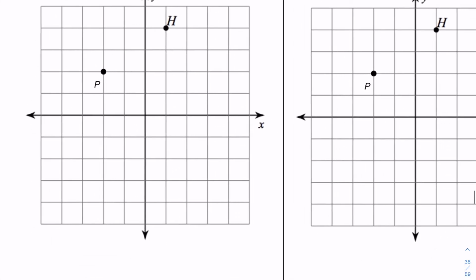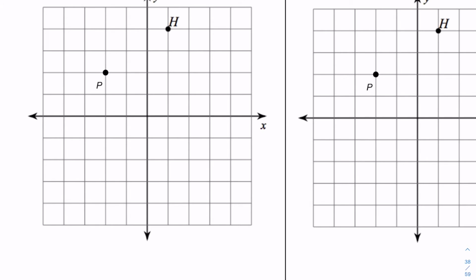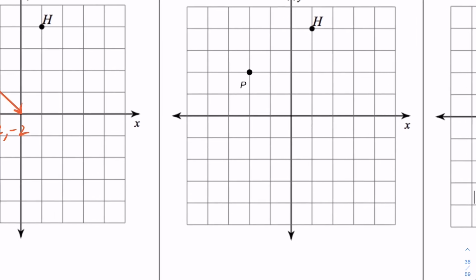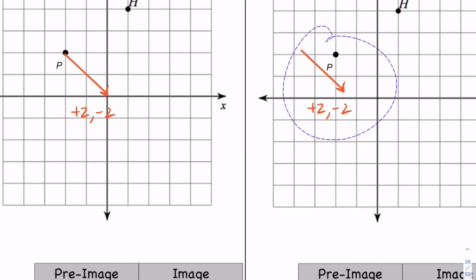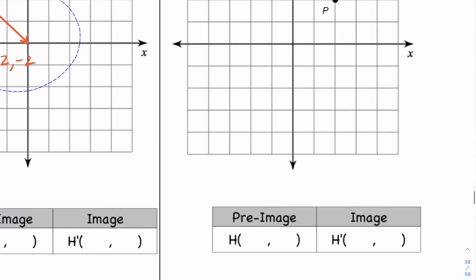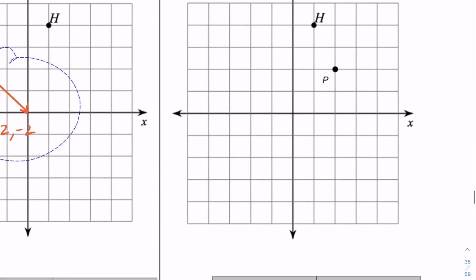So I have, this is going to be plus 2, minus 2. This one is going to be the same, plus 2, minus 2. And this one will be minus 2, minus 2.